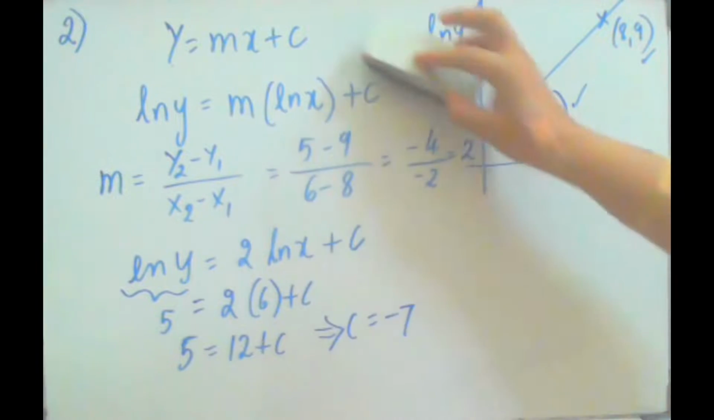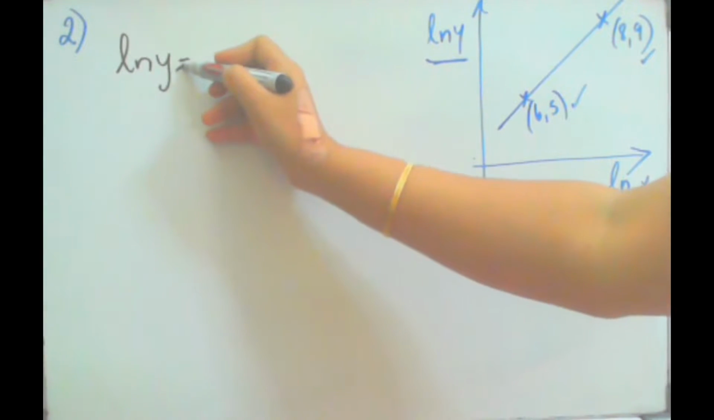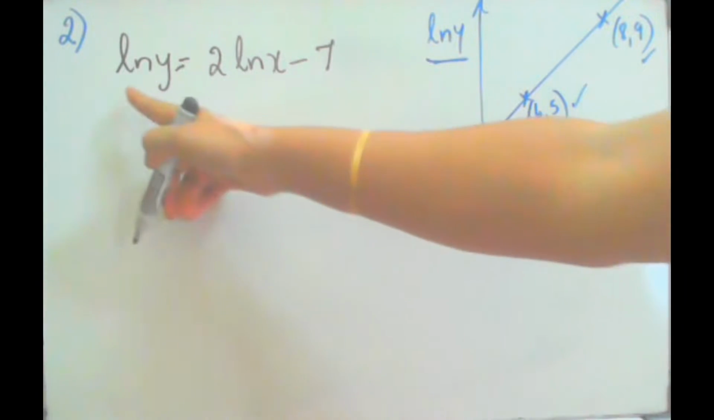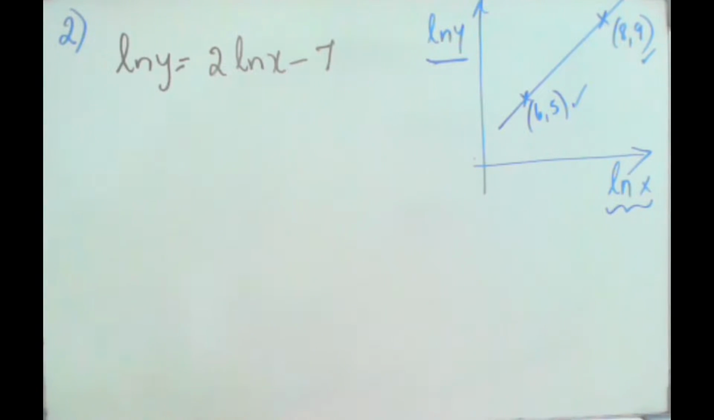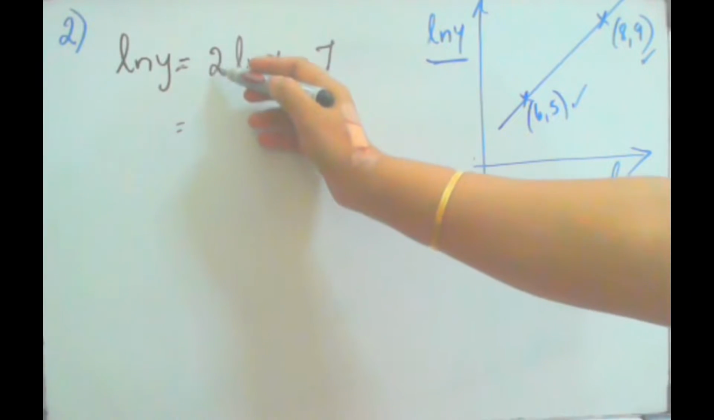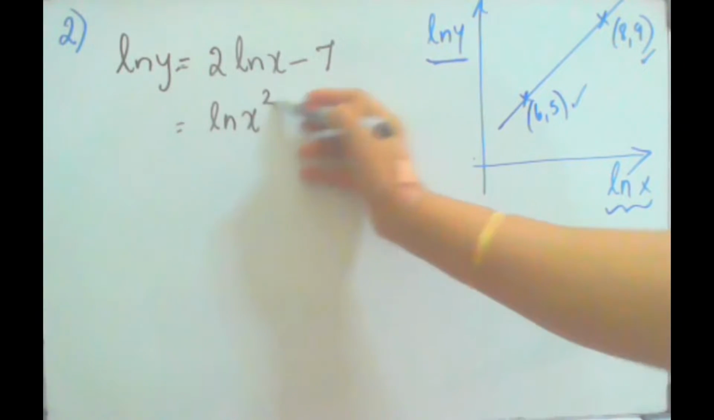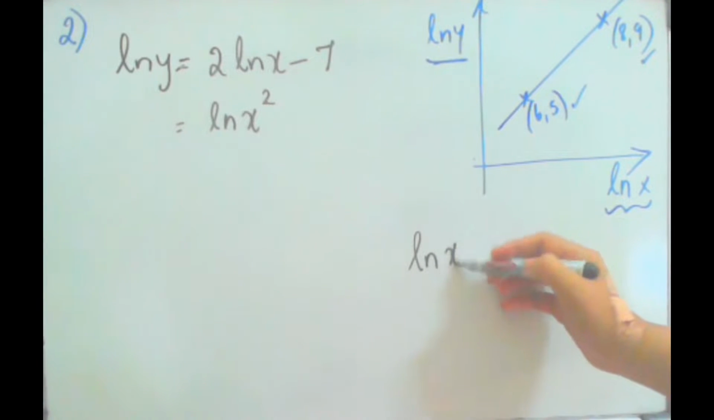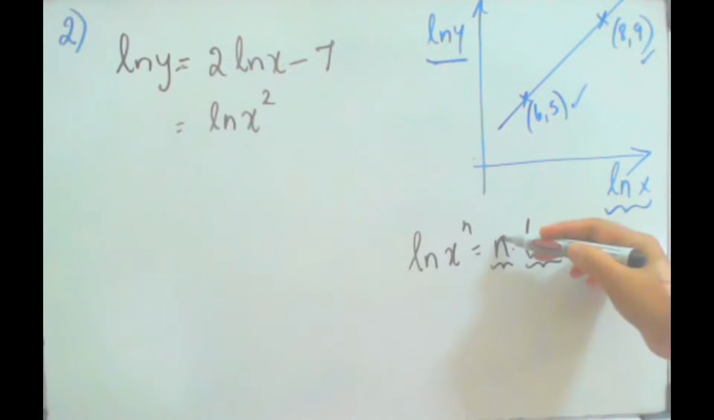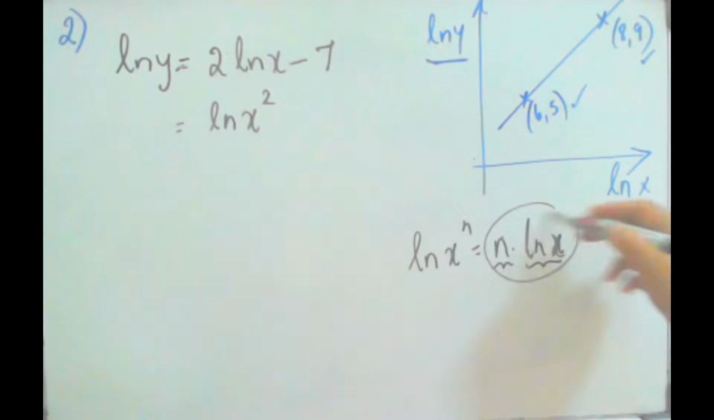So our equation becomes ln y is equal to 2 ln x minus 7. Now we have got an expression in terms of ln y, but we want it in terms of only y. So we will use some logarithmic identities here. 2 ln x, we can write it as ln x square. Why? ln x power n is n into ln x. So if you have any constant multiplied to an ln, we can raise this x by this power n.